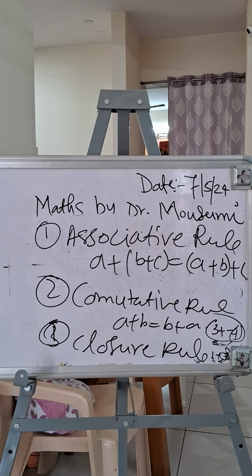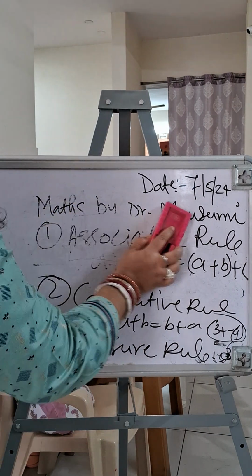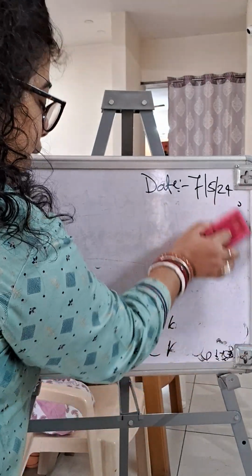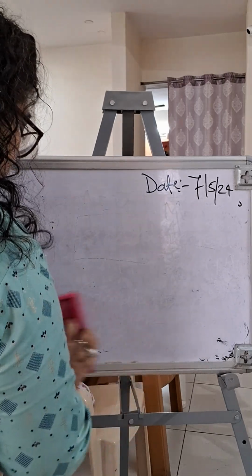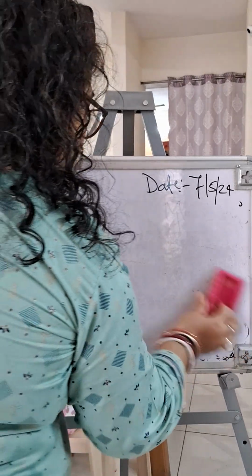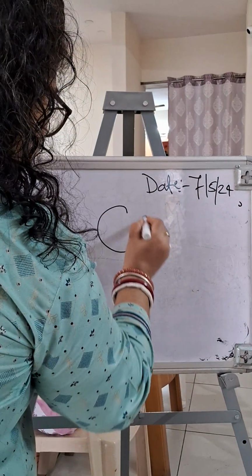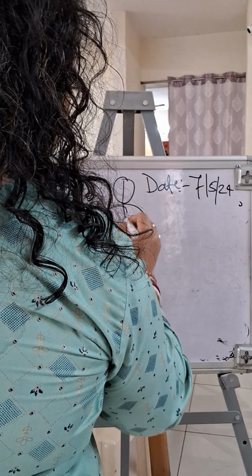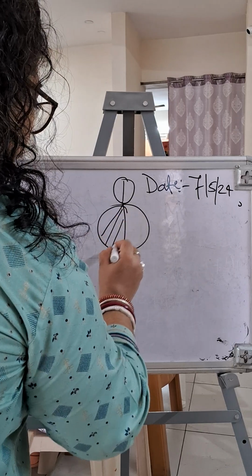Now I move to the fraction concept. What do we mean by fraction? When we divide a whole into equal parts, it is called a fraction. Suppose this is a whole number, which we consider as 1, and we divide it into some equal parts.